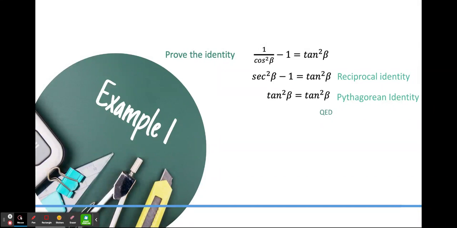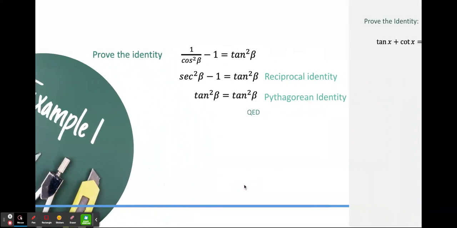We never touched the right-hand side. We never did anything with the tangent squared. We just took the left-hand side and applied those identities until we made it look like the right-hand side. Let's look at another one. Example 2.